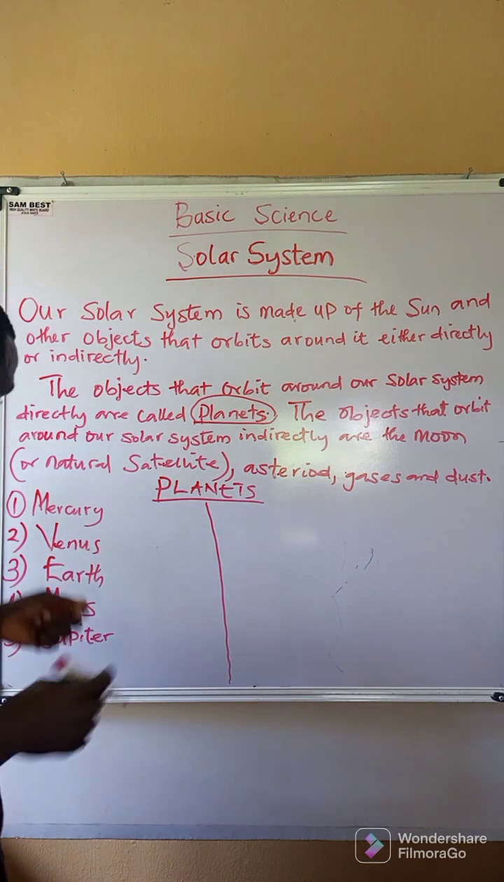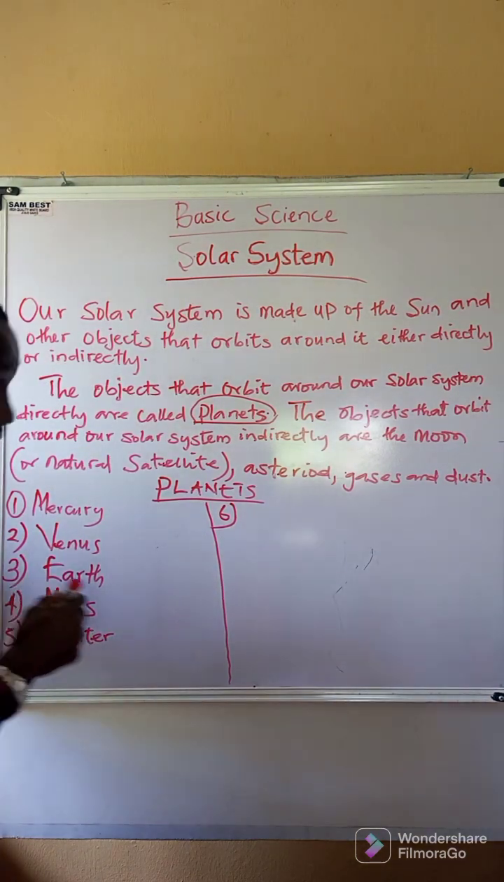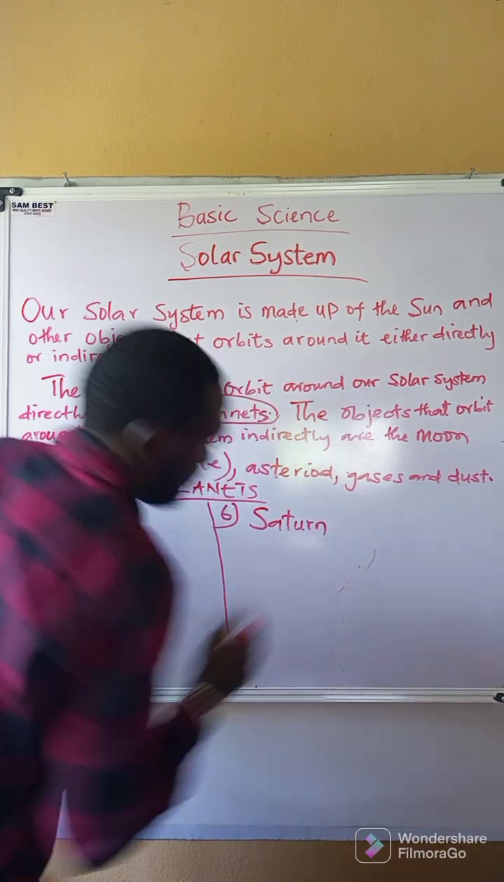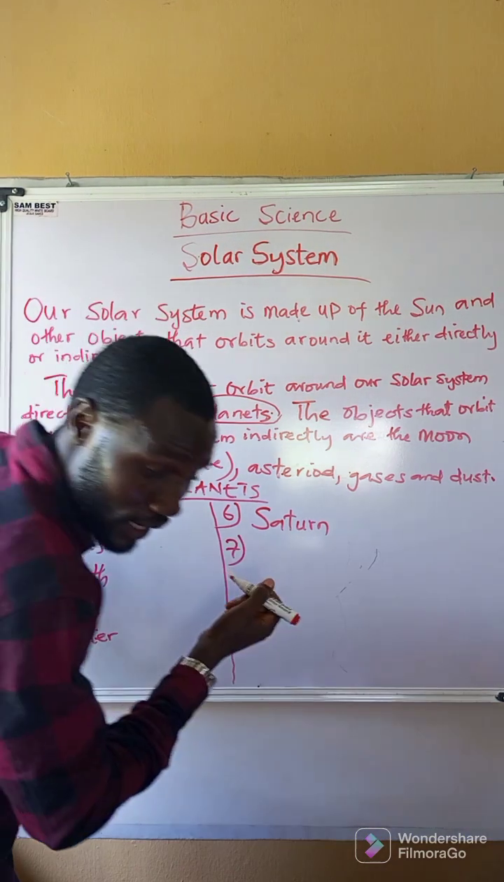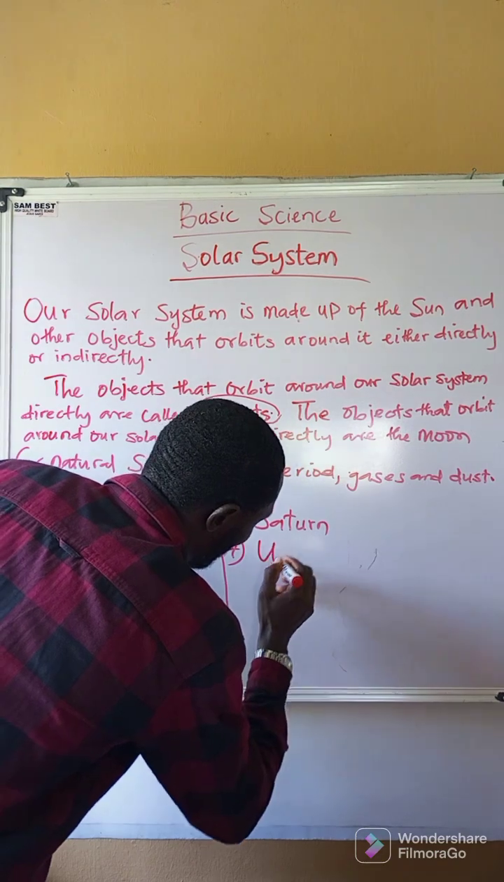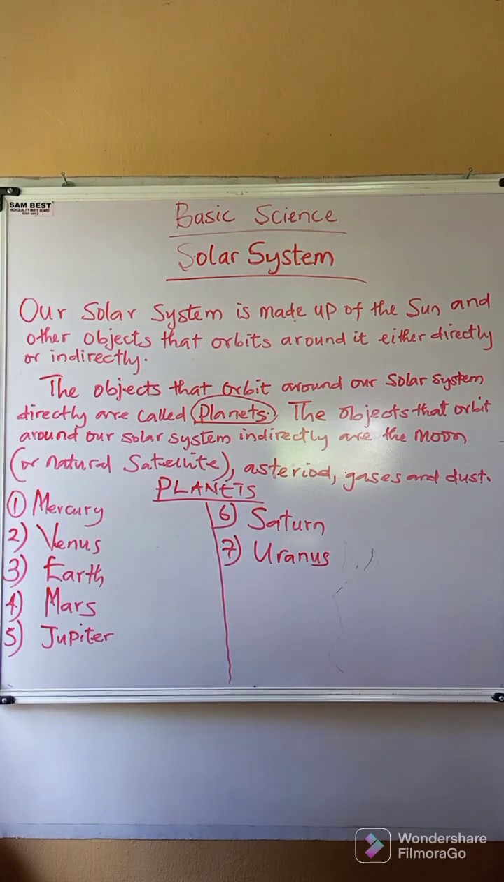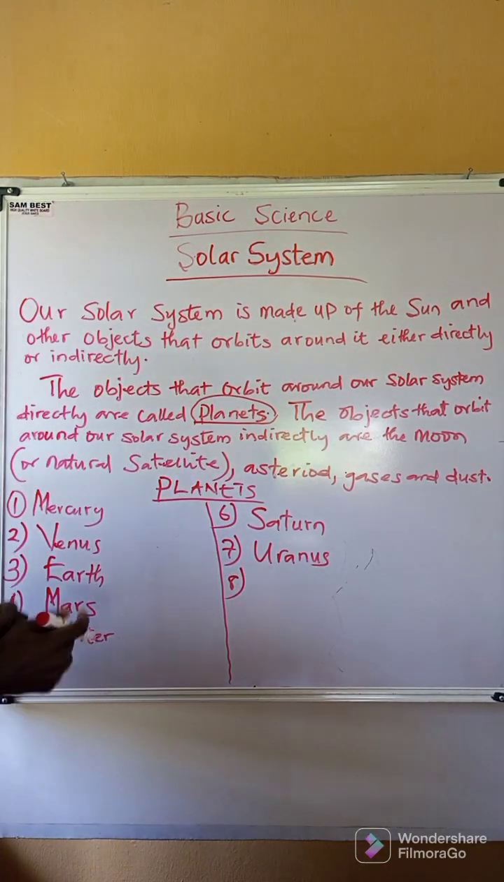Then our sixth planet is what? Saturn. That is our sixth planet. So our seventh planet will be what? Uranus. Okay? This is our seventh planet.